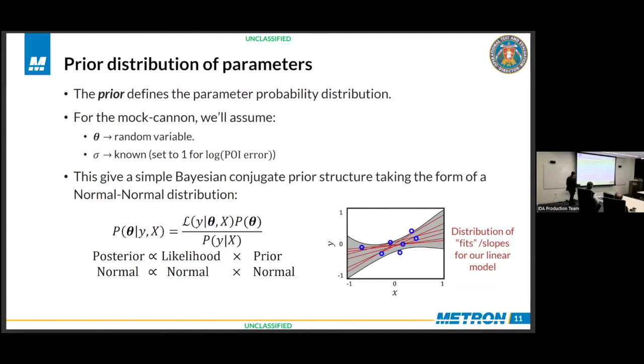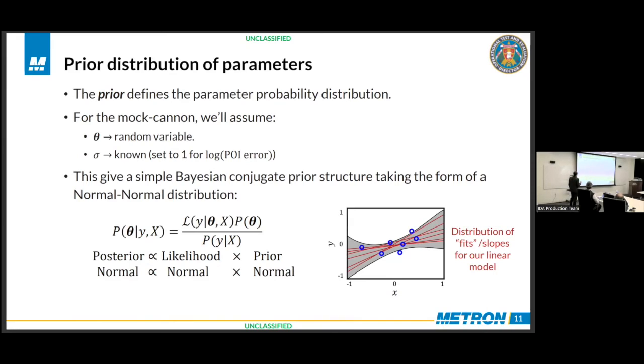Next, as part of trying to apply Bayes' theorem, right? We've defined the likelihood. Now let's define the prior distribution. So the prior is the probability distribution over the parameters. And for the Mach cannon, we'll make an assumption that theta is a random variable. Right? There's a probability distribution associated with it. But this thing sigma, that's that variance from the stochastic component, is known. So I'm just going to set it to 1 and just say that's 1 for log point of impact error.